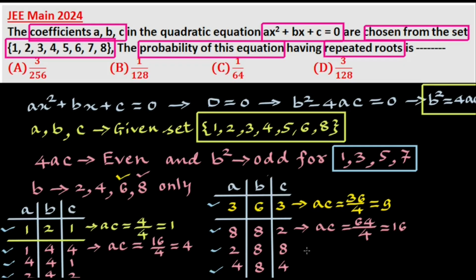So the required probability will be P equals favorable outcomes 8 upon total number of outcomes. These three numbers a, b and c can each be repeated 8 times. So total outcomes will be 8 multiply 8 multiply 8. Cancelling 1 8 here, we get the required probability 1 upon 64. Hence, the correct answer option here is C, 1 upon 64.